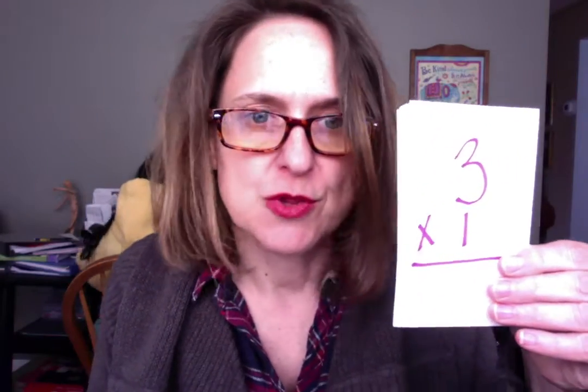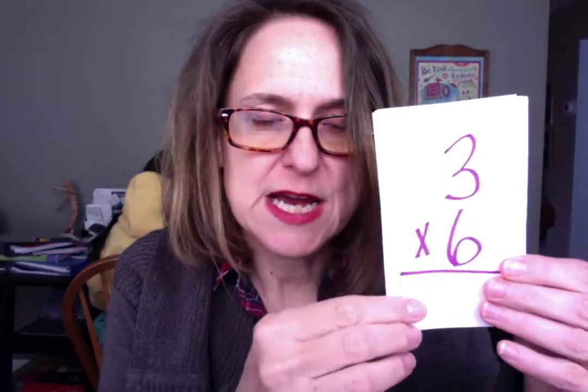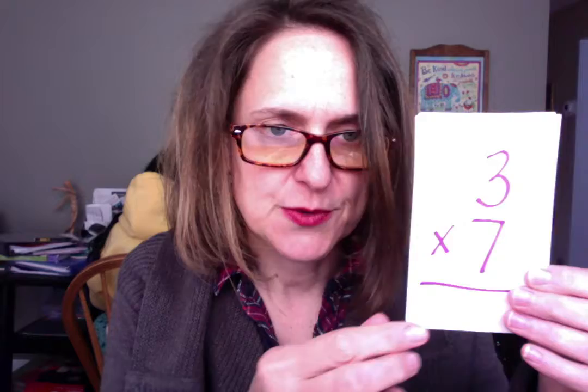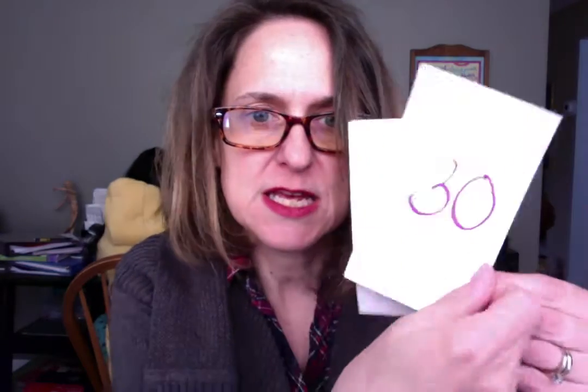3 times 0 is 0. 3 times 1 is 3. 3 times 2 is 6. 3 times 3 is 9. 3 times 4, 12. 3 times 5, 15. 3 times 6, 18. 3 times 7, 21. 3 times 8, 24. 3 times 9, 27. 3 times 10, 30. 3 times 11, 33.